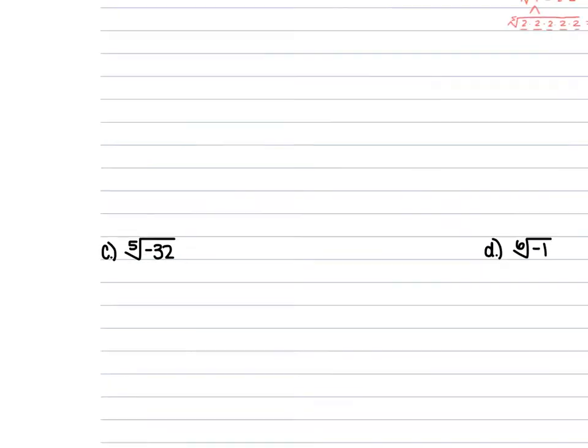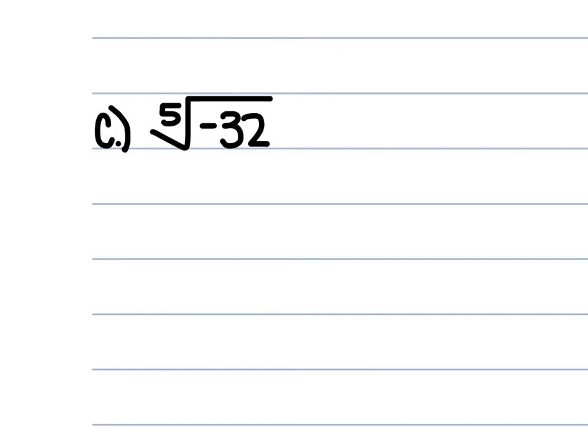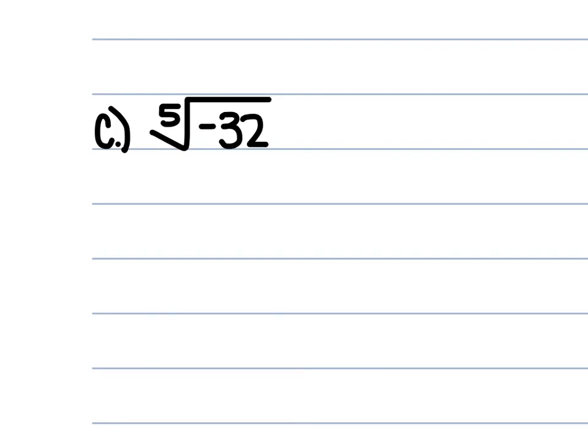Negative 32. Okay, so Joe, take it for me. What am I looking at here? What is the first thing I look at? If you could break down negative 32. Okay, so say it again. You could break down negative 32. Okay, but what about this? What does this tell me right here?